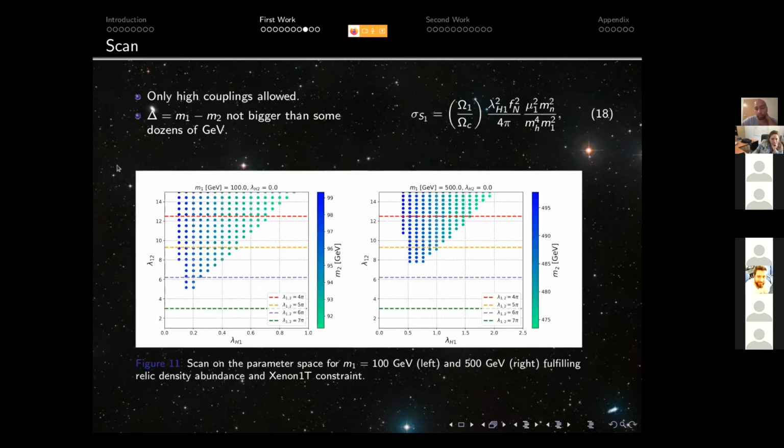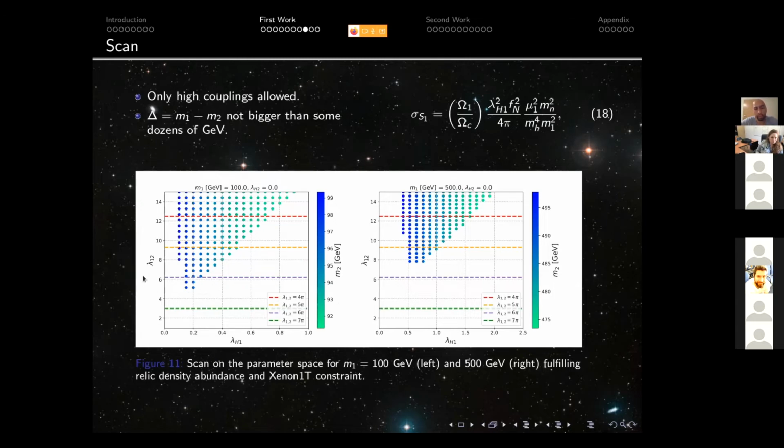And after scanning the parameter space, we have found these results that are shown in figure 11. Basically, this is a random scan projected in this plane of the couplings, λ1,2 and λH1, fixing the mass. In the first plot, we have fixed the mass M1 to 100, and the points show with the color the mass of the second scalar. We just saw that M2 must be lower than M1 in order to have a low relic abundance for S1.